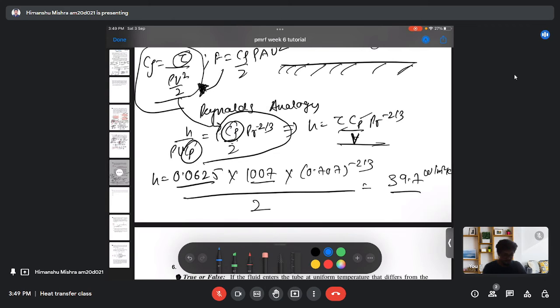To find the total heat rate, we know that this is my surface area, and this is the difference between the temperatures. So this is my heat transfer rate.